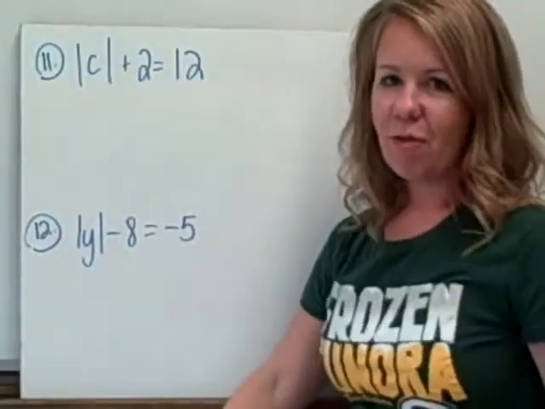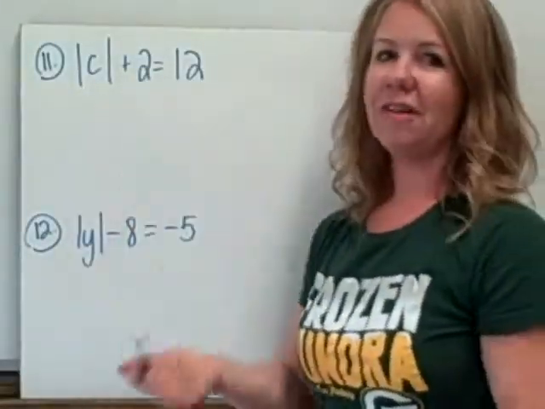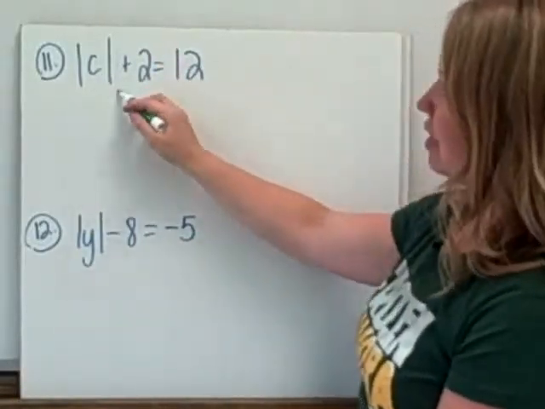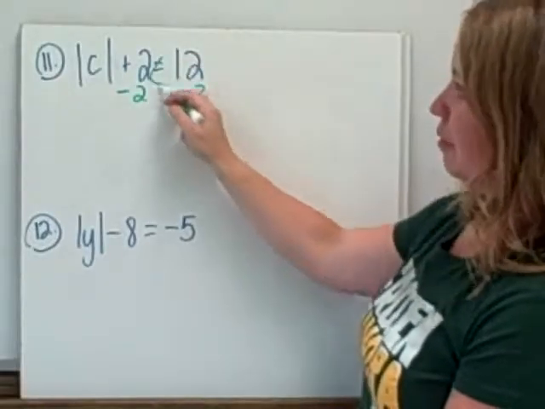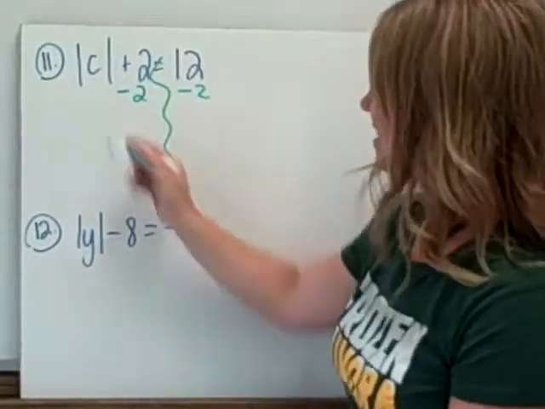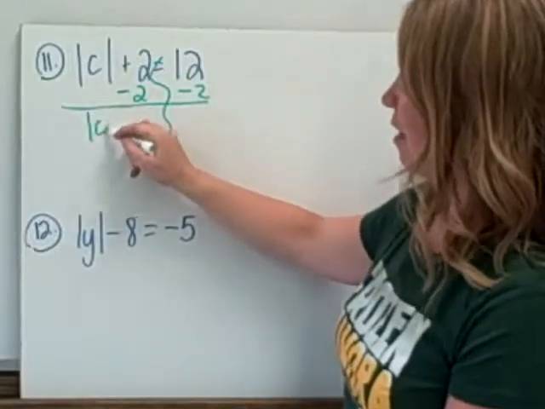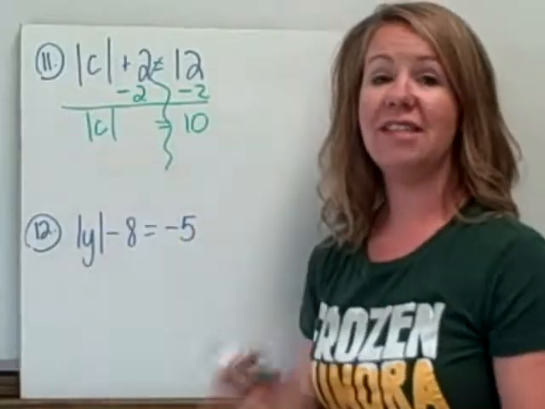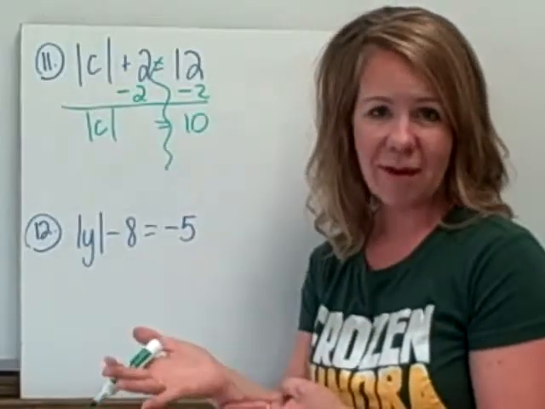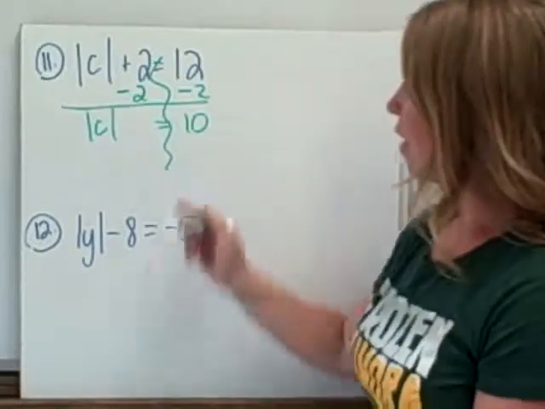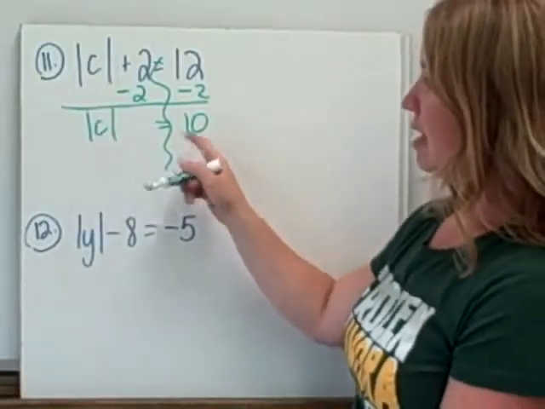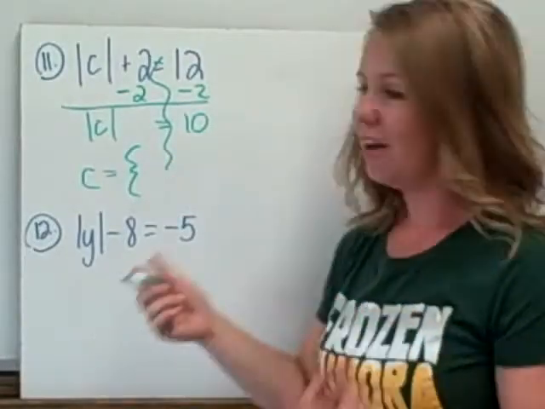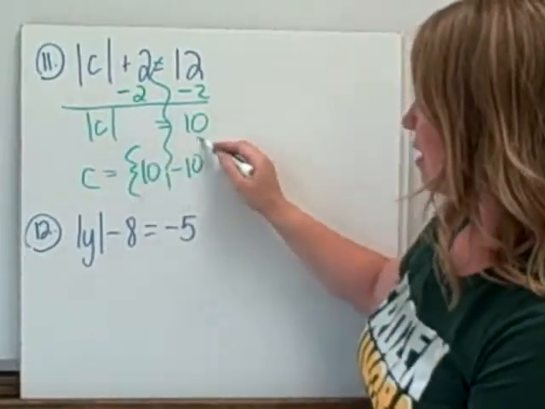Number 11. You'll notice here that our absolute value bars are not isolated on one side. So the first thing we need to do is subtract the 2 from each side of the river, if you care to draw that squiggly in. And now, just like solving a regular equation, my absolute value of c is isolated. It's the only thing you see on the left-hand side, and that's how we want it. So the c has to be set equal to the positive version of 10 and the negative version of 10, which in fact is the solution set.